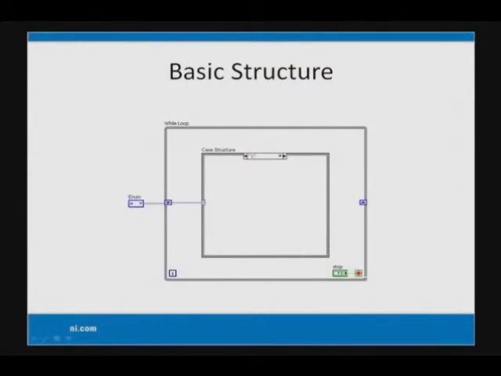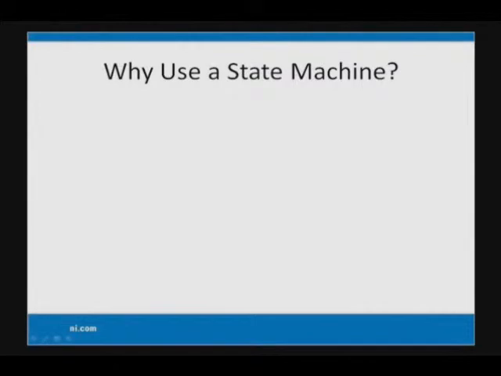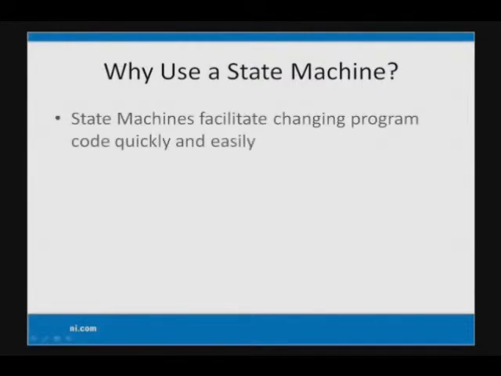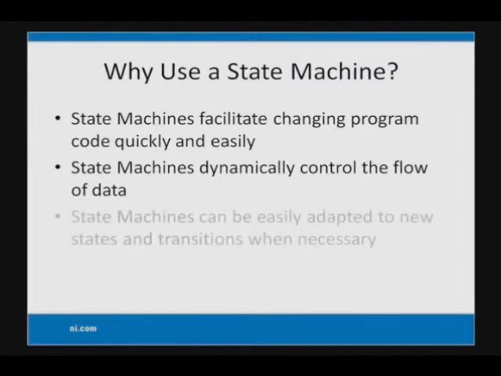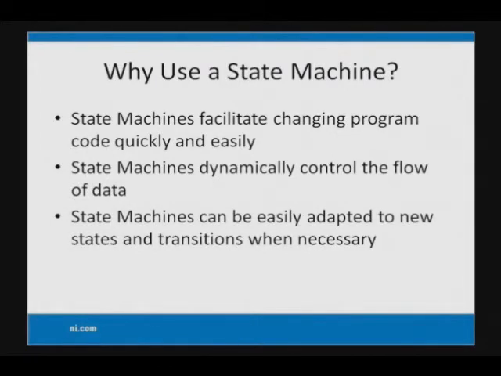Now let's understand why we'd want to use a state machine. State machines facilitate changing program code quickly and easily. State machines dynamically control the flow of data. And state machines can be easily adapted to new states and transitions when necessary.